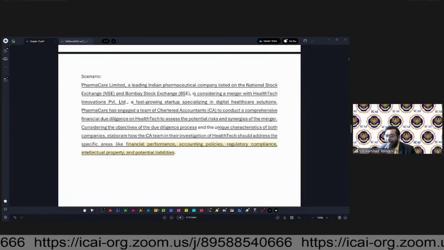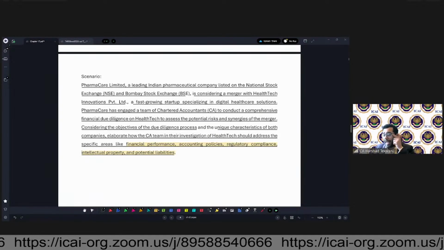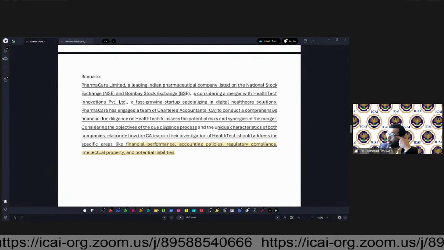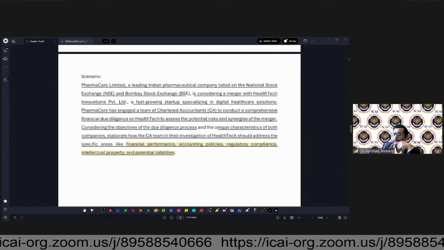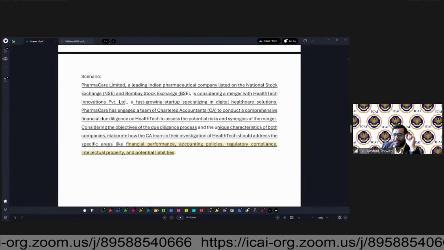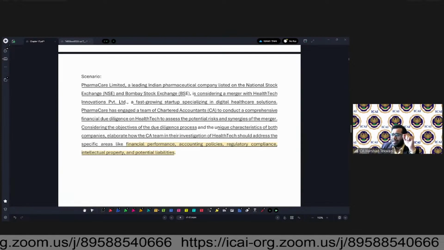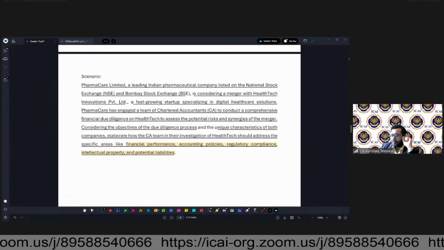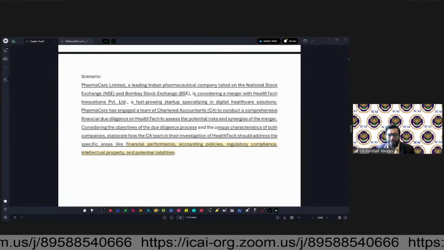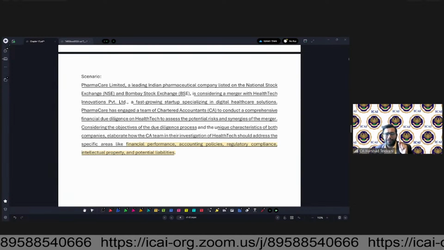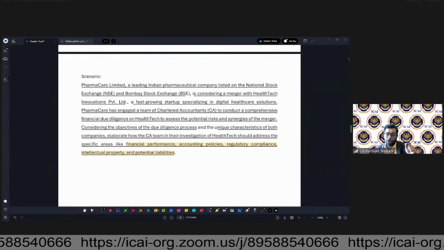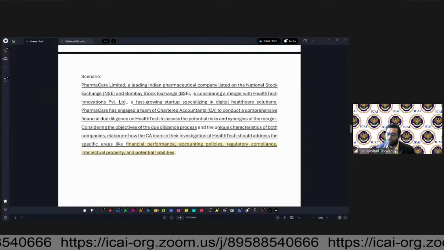Now let's talk about the next one, potential liabilities. So what will you look into in potential liabilities? If I give the answer in just one word, it's contingent liabilities. Potential liabilities is nothing but a contingent liability. So whatever we discussed in the last question on contingent liability, the same will apply here also.